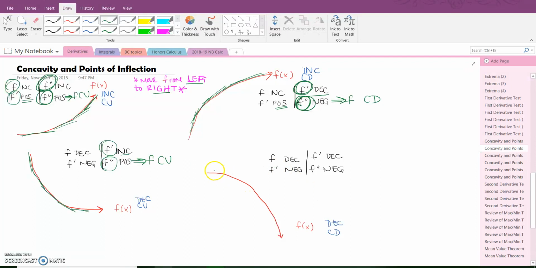Last one, a function is decreasing. So all these slopes are negative. So the derivative is negative. The slopes are decreasing. They're getting more negative. If a function, f prime, is decreasing, its derivative, f double prime, is negative. If f double prime is negative, the function is concave down.